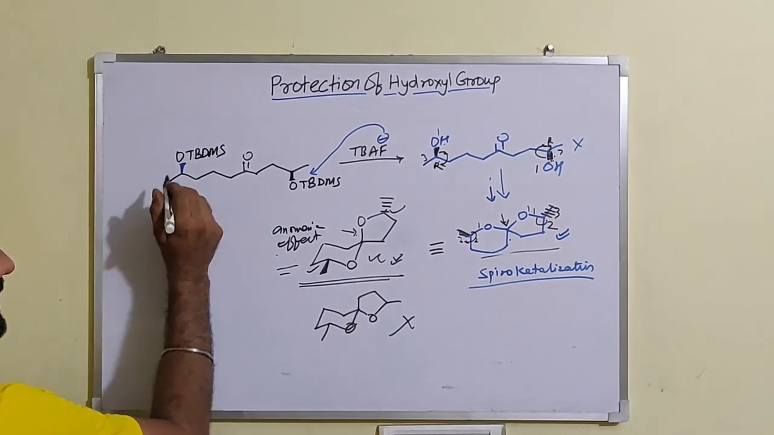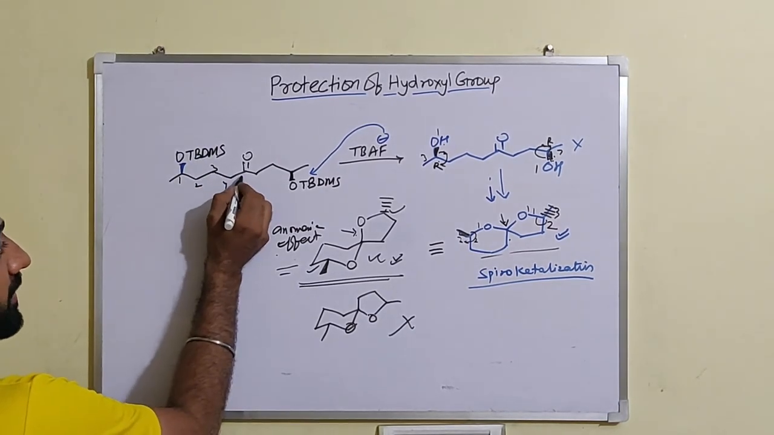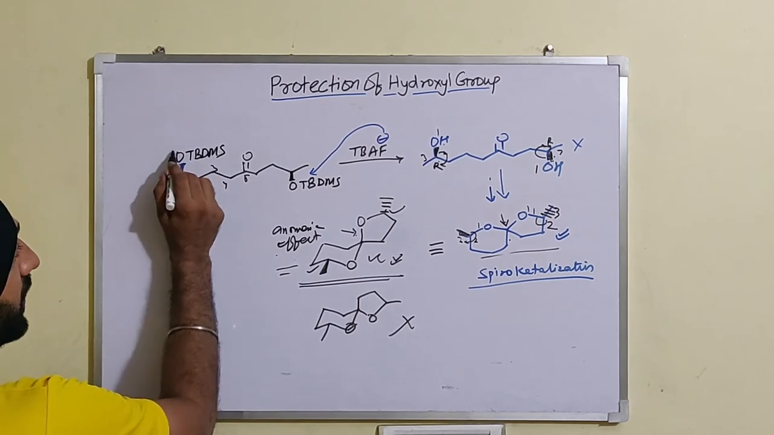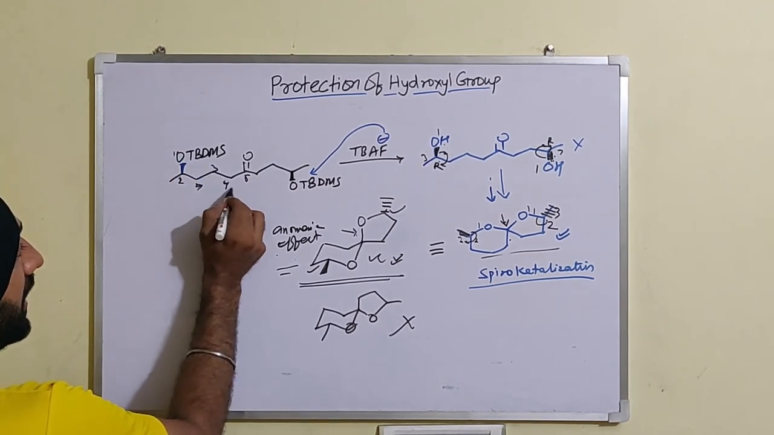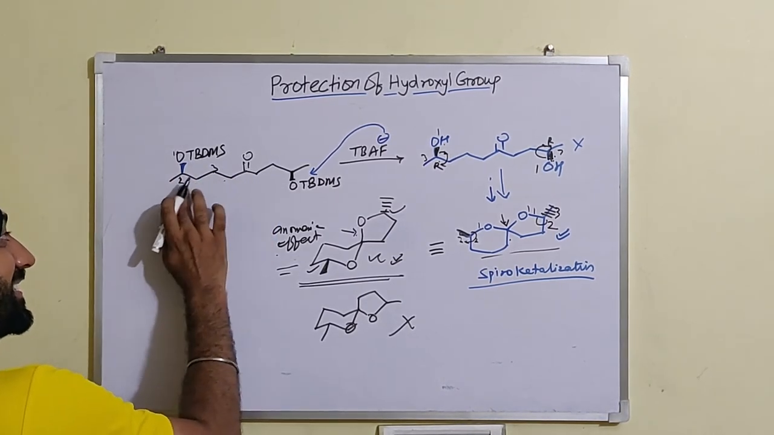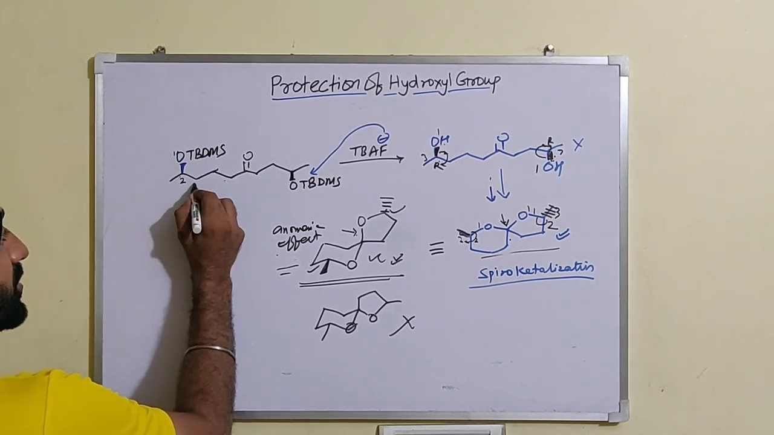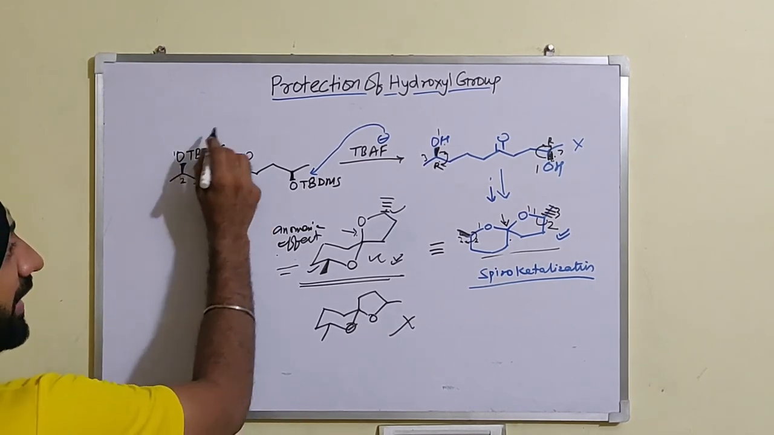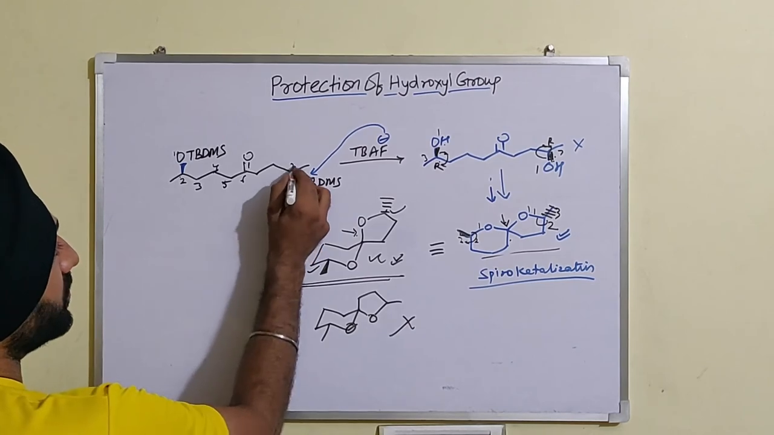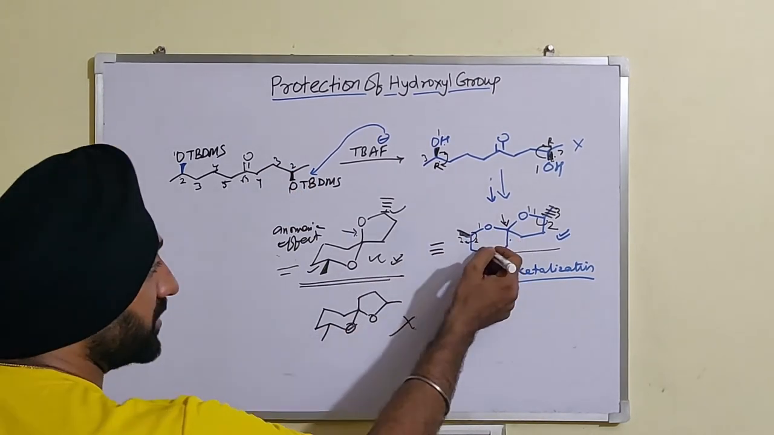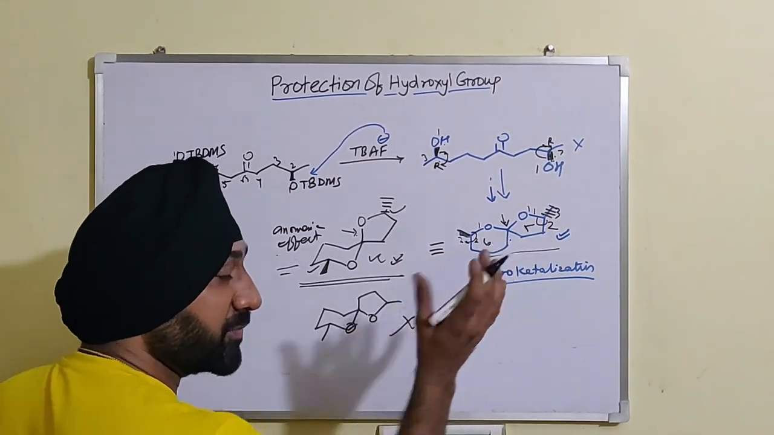Suppose we count how many centers there were: 1 2 3 4 5 6, so we have a 6 member ring, and we have 1 2 3 4 5, a 5 member ring, so that is why we have this 6-5 spiroketal product.